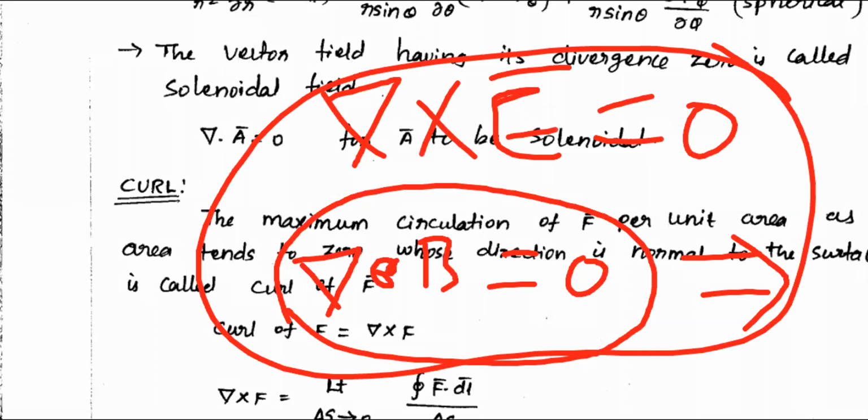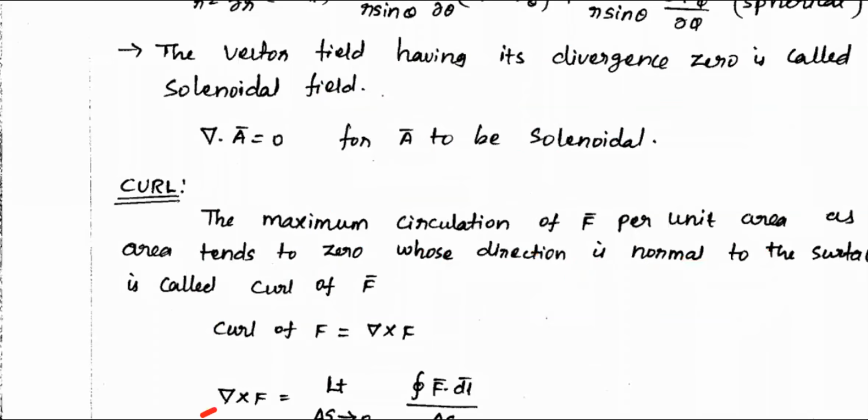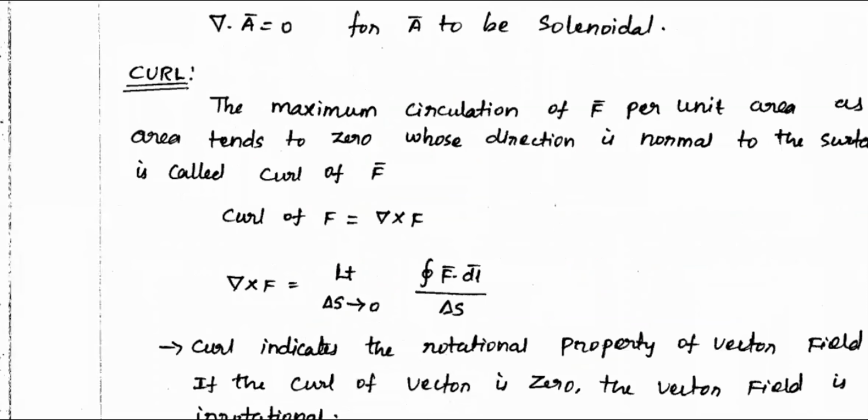Okay. Now, by definition, what is the curl? See, what is the definition they are saying? If you want to get the curl value del cross F, you first calculate the total line integral value, integral F dot dl, then divide by ds as the surface tends to 0, then it is giving you the curl.